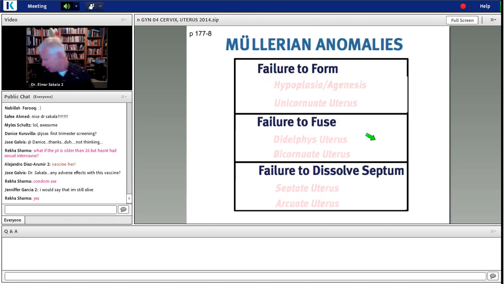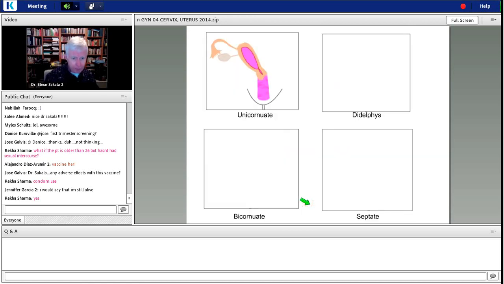All right, and this is in your book on pages 177 and 178. Failure to form: hypoplasia, agenesis, unicornuate uterus. Failure to fuse: didelphys and bicornuate uterus. And failure to dissolve the septum: septate and arcuate uterus. So let's look at some pictures here.